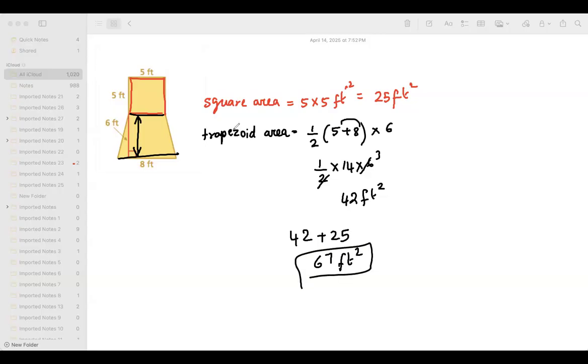Wait, but isn't 8 plus 5 13? Yes, I agree. I was about to check, 13. Perfect. That's fine. 39, right? Okay, good. 39 plus 25, and then I got 64. 64 is correct. 64 is the right answer. You guys get it?